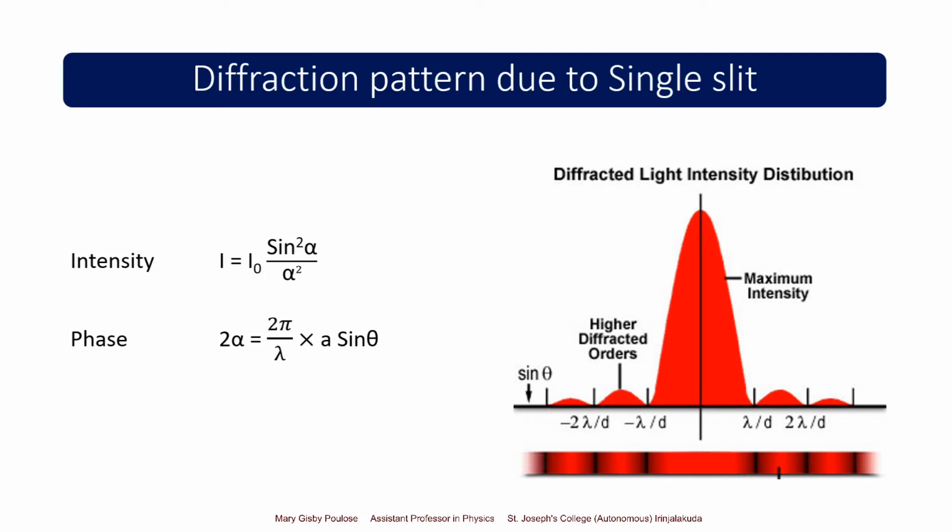We had seen the diffraction pattern due to a single slit, and the pattern could be mathematically represented by the expression for intensity I = I naught sin²α/α², where α represents the phase of the wave. It is again mathematically given as 2α = 2π/λ times the path difference a sinθ, where θ is the angle of diffraction.